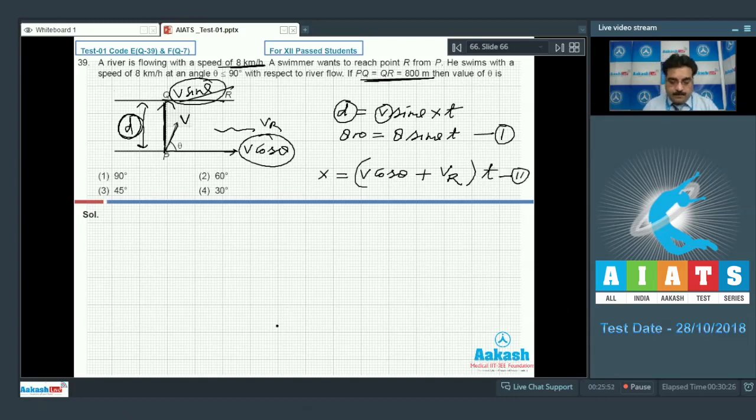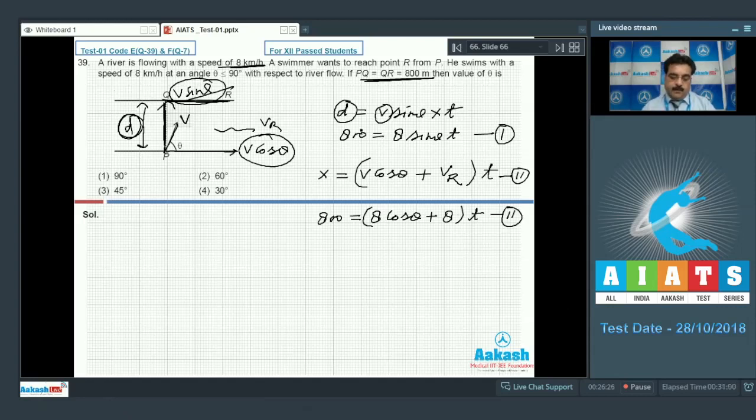If I place the value, x is equal to 800. Where did we get it from? Because the question is saying QR is also 800. So 800 and V is 8 cos theta plus, I need the flow of river. The river is flowing with speed 8 km per hour. So we'll write here 8 into t, and this is your equation number 2.